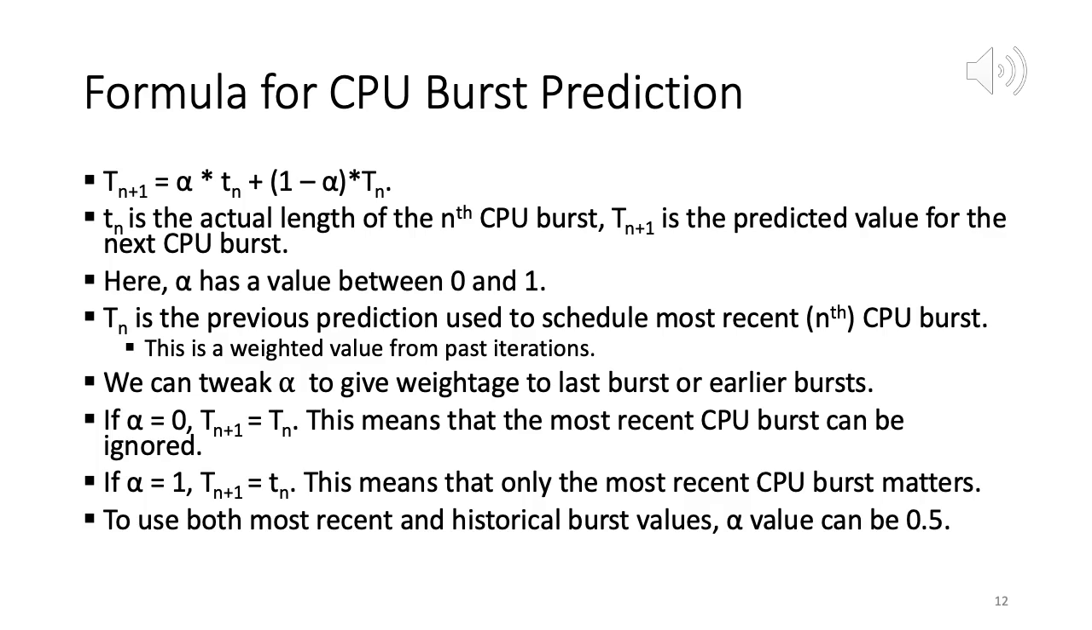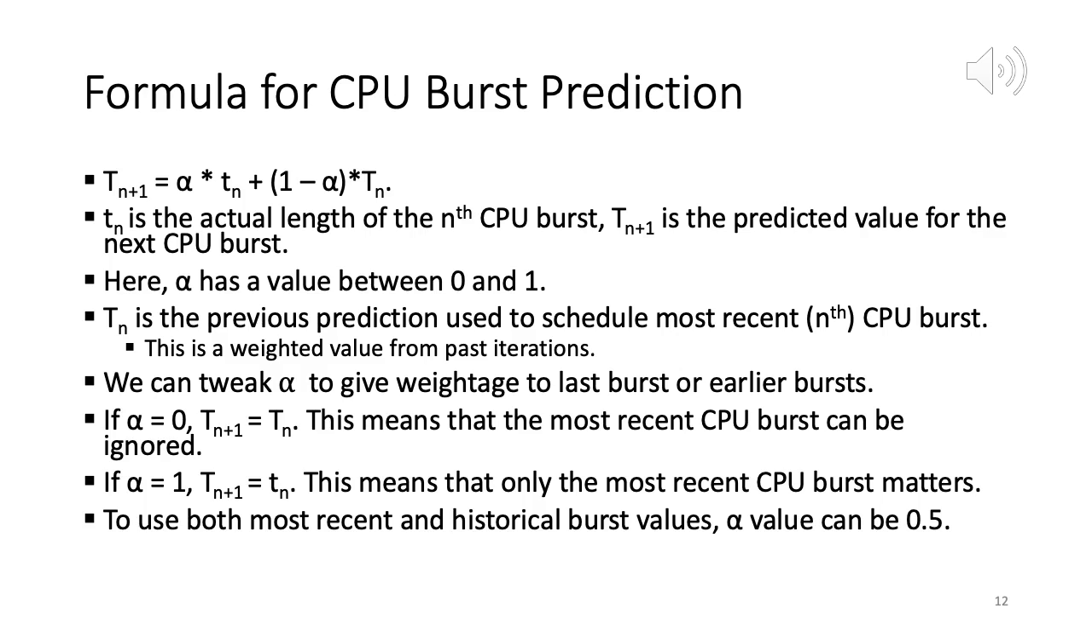So what do we mean? Well, when alpha is 0, what happens to the equation? T(n+1) is equal to τn. Which means the most recent real, actual CPU burst can be ignored, and the predicted value of the next CPU burst is the same as a weighted value from the past iterations.